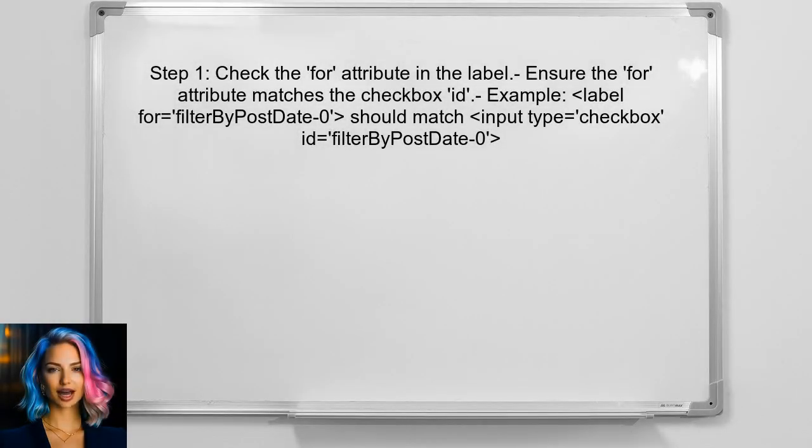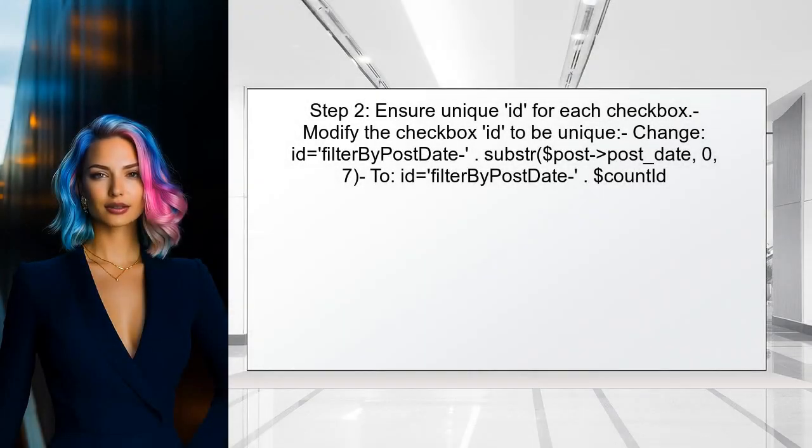To resolve the issue where clicking on the label does not select the checkbox, the user should first ensure that the for attribute in the label matches the ID of the checkbox. This is crucial for the label to function correctly. Next, the user should modify the checkbox ID to ensure it is unique for each checkbox. This can be done by appending the count variable to the ID.